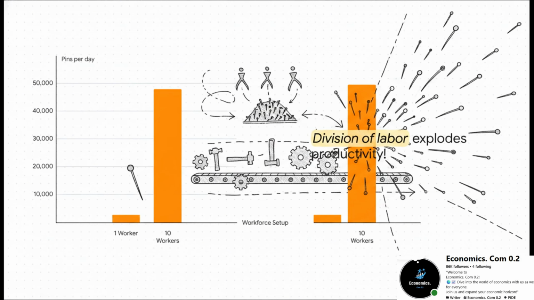And look at this massive gap. By dividing the labor, a tiny team of just 10 workers doesn't just make 200 pins. Their output completely skyrockets to a staggering 48,000 pins a day. I mean, that is thousands of pins per worker. It's an unimaginable leap in productivity compared to the guy working solo.